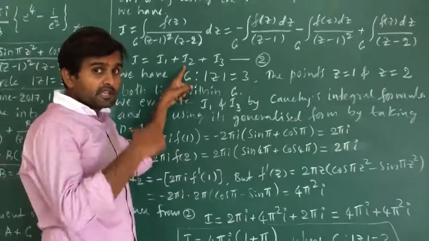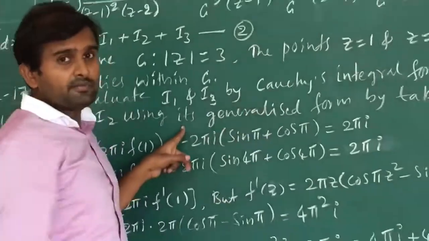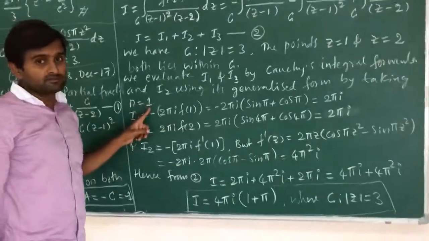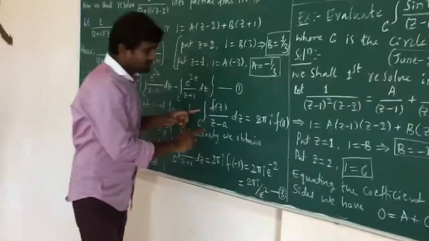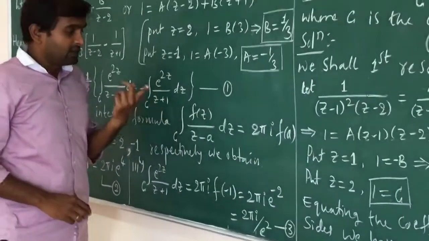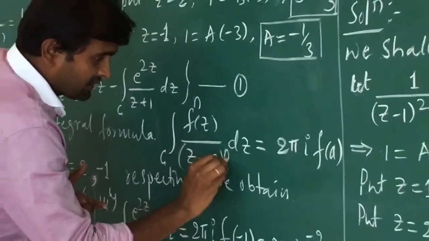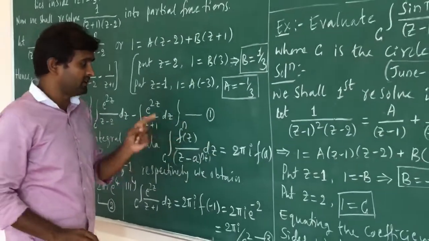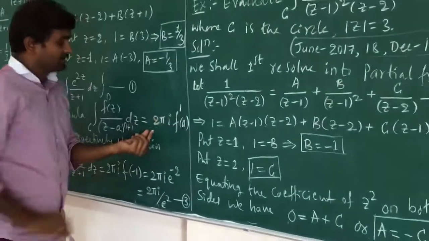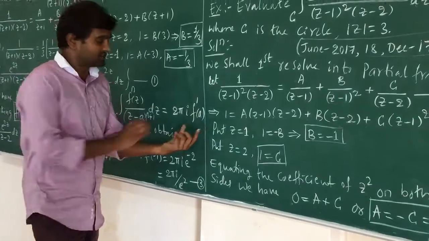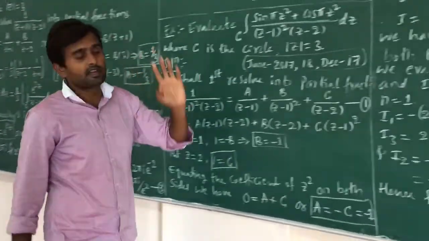But I2 has degree 2, so we evaluate I2 using the generalized form, taking n equal to 1. Coming to the generalized formula: this is Cauchy's integral formula, and if you want to generalize, this is f^n of a equals 2 pi I by n factorial, the integral of f of z by z minus a to the power n plus 1. So this is the generalized formula for Cauchy's integral formula, giving 2 pi I f dash of a, where this is n.